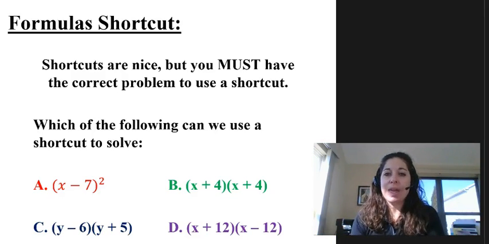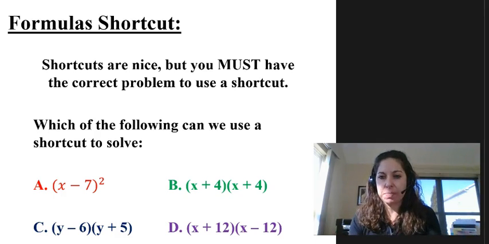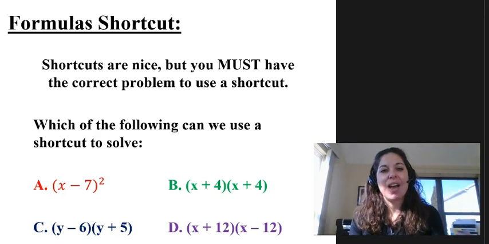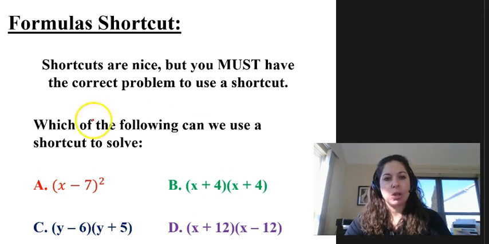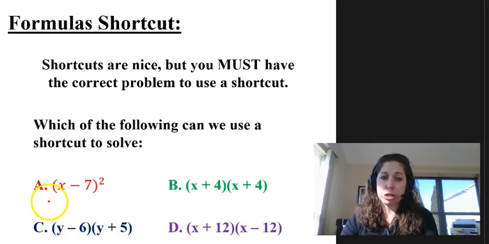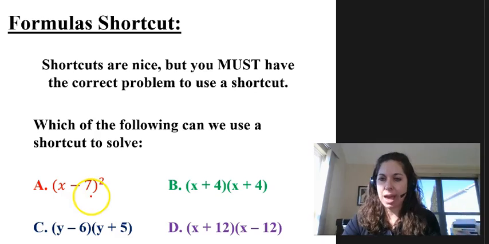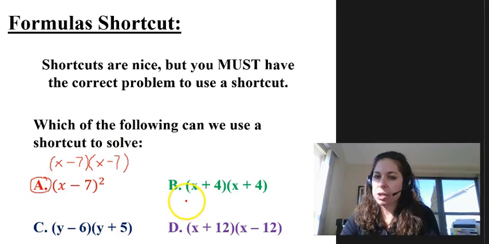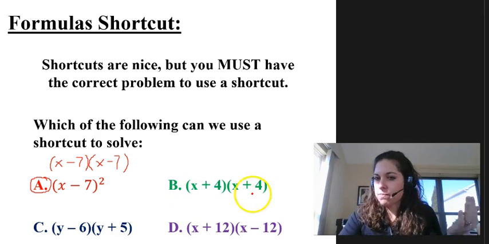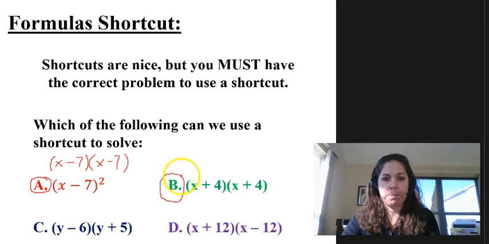Okay, with shortcuts, be careful though, because as nice as they are, you have to make sure you have the correct kind of problem. I probably have repeated myself a million times in this video. You can only use it when your A and your B are the same in those parentheses. So look at our examples. Could we use the shortcut for x minus 7, that quantity squared? Yes, we could, because this is the same thing as x minus 7 times x minus 7. Both A and B are the same, so we could use it there. Same with B, x plus 4, x plus 4. My A and my B terms are the same, we could use it.